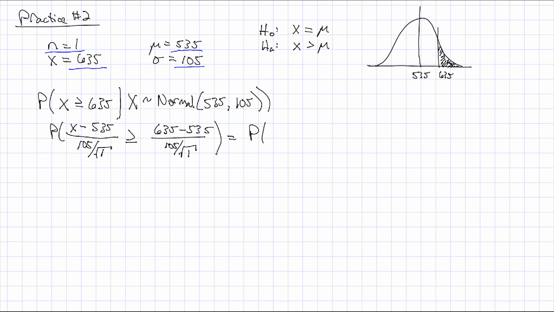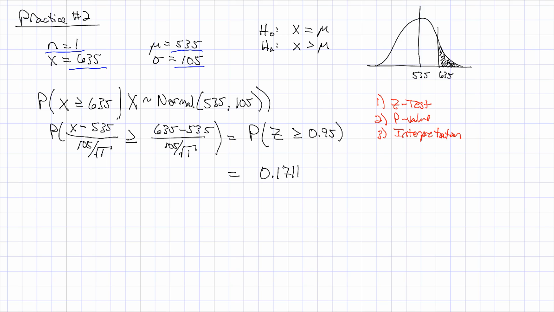This gives us the probability that z is greater than or equal to 0.95. I use my normal table, the upper tail part of it, and I obtain a p-value of 0.1711. So for this problem again, we would report our test, which was the z-test. We would report our p-value, 0.17, and we would report our interpretation, or our conclusion.